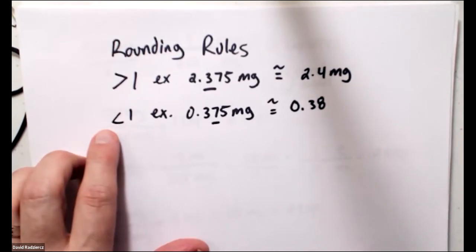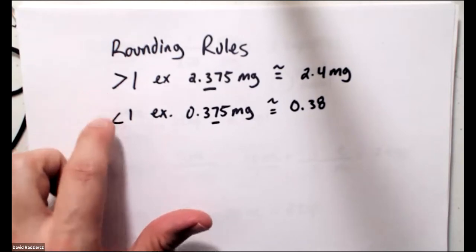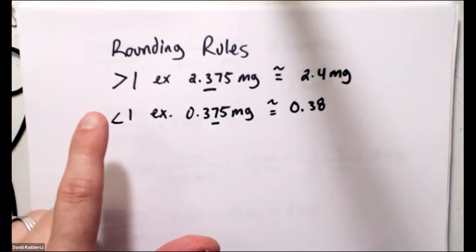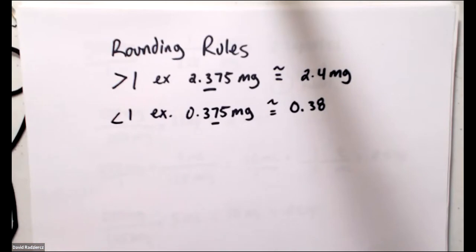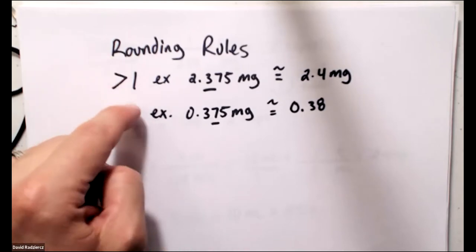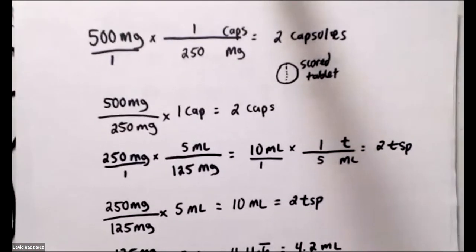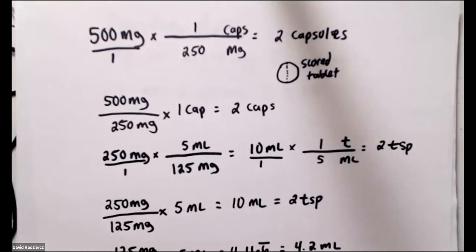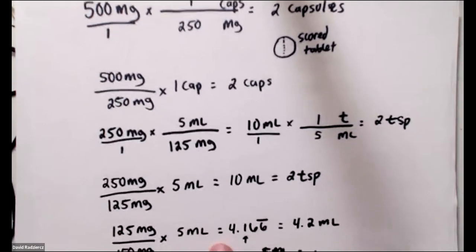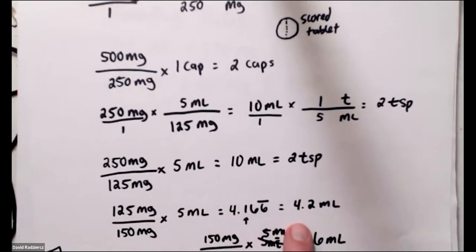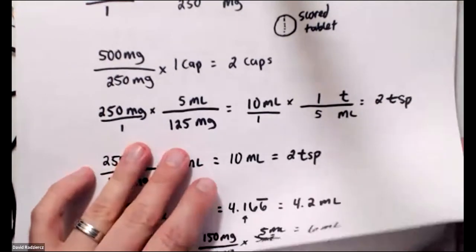Now, there's a caveat to this. Remember, we don't round basic unit conversions, meaning if I'm going from milligrams to grams, or micrograms to milligrams, milliliters to liters, you do not round those. You would round going from pounds to kilograms, but do not round basic unit conversions. This is if you're doing like we did here, where I have an answer and the order over have was 125 over 150 times 5, which gave me 4.166666. You would round that to 4.2 milliliters. That's what rounding is referring to here.